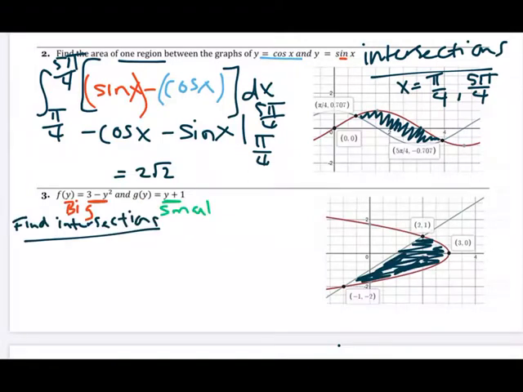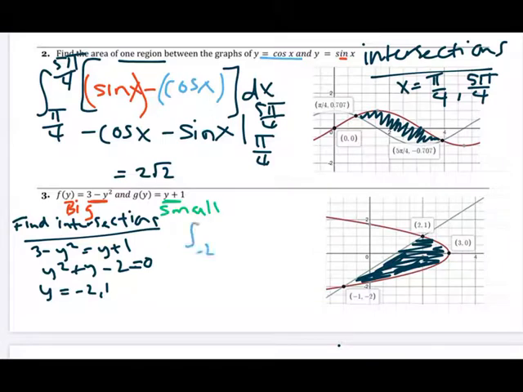So again, when you're working through these problems, if there was no graph, step 1, sketch a graph. Step 2, find the intersections, which means that you're setting the functions equal to each other. So 3 minus y squared equals y plus 1. This is just a quadratic. Y squared plus y minus 2 equals 0. It's actually a nice quadratic that factors. It's going to give you negative 2 and 1 as your solutions. So sketch a graph, figure out the big and little functions, find the intersections, and then set up your integral and integrate. So this is going to be the integral from negative 2 to 1.